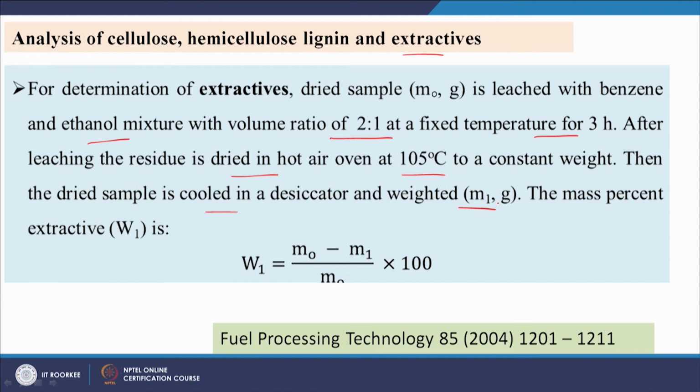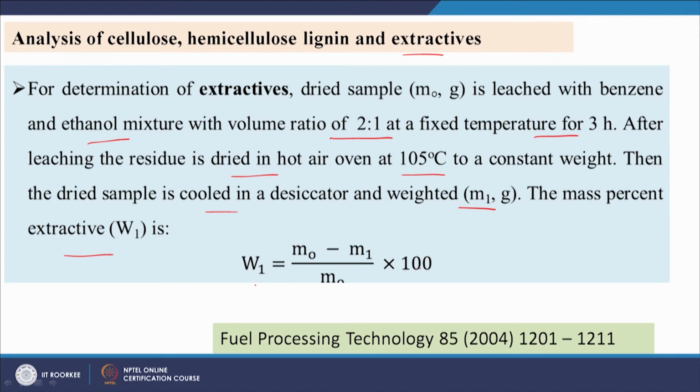So, the mass percent of extractives is W1, that is (M0 minus M1) by M0 into 100. When we are using the solvent, the volatiles will come into the solvent phase, then we are vaporizing the solvent, and then the remaining will be the mass, and what mass we are losing, that is the extractives.